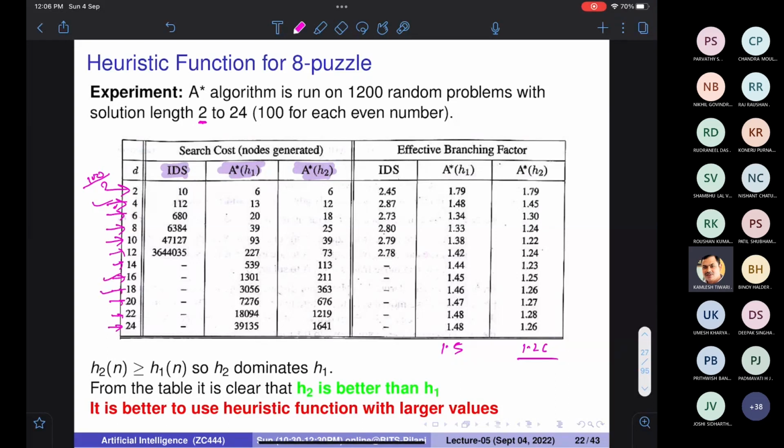I have solved using IDS and A star with H1 and H2. Try to see how many nodes are going to be explored. Using the formula, I find out the effective branching factor. It comes out to be nearly 1.26. Now my question is, Padmavati, is it fine?